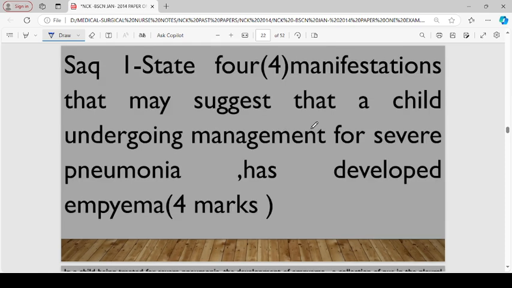Okay, what about the short answer questions then? We had: state 4 manifestations that may suggest a child undergoing management for severe pneumonia has developed empyema.